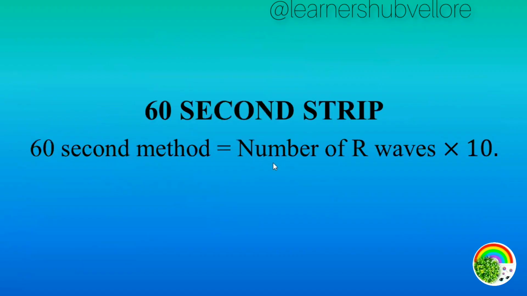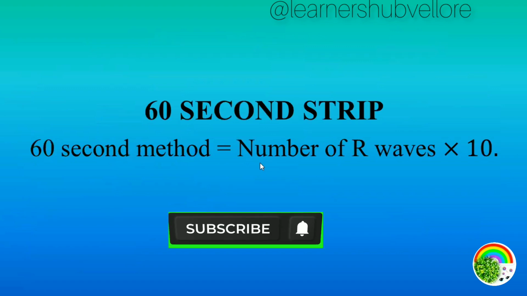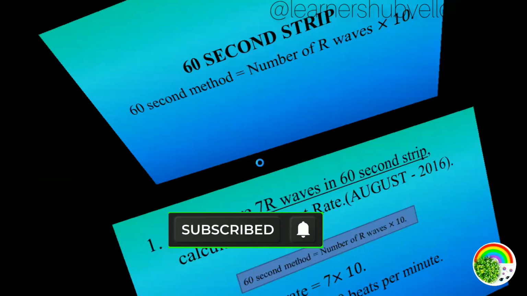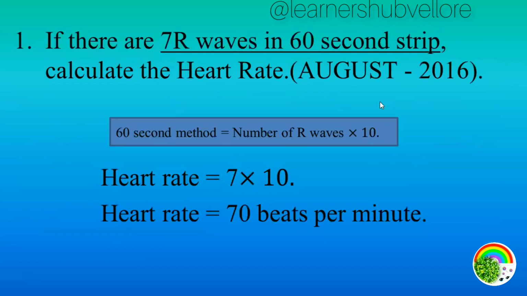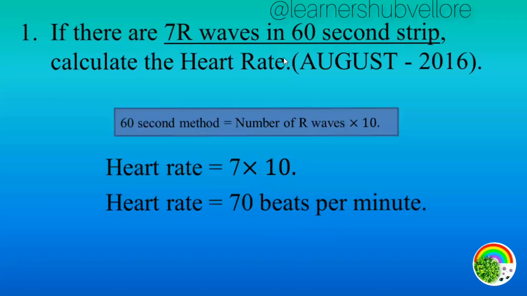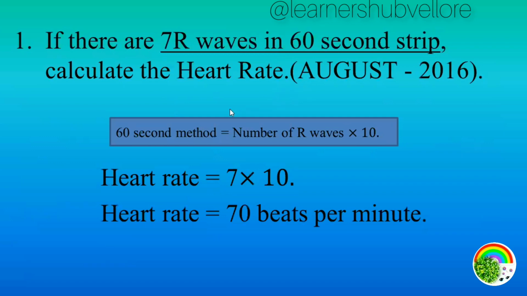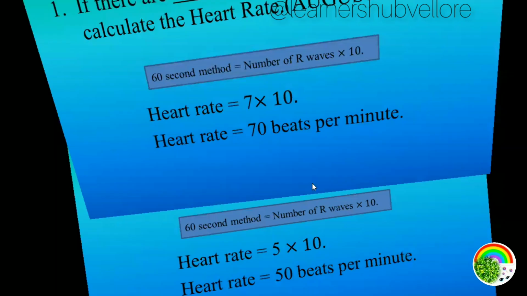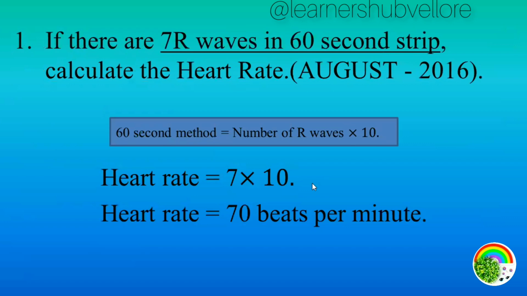Coming to a 60-second strip. For the 60-second method, we need to count the number of R waves and then multiply by 10. For example, this was a previous year question. There are 7 R waves in a 60-second strip. Calculate the heart rate. So, 60-second method, right? They have given a 60-second strip in the question itself. You need to count the number of R waves. How many have they given? 7. So 7 multiplied by 10 is 70. So 70 beats per minute is the heart rate.